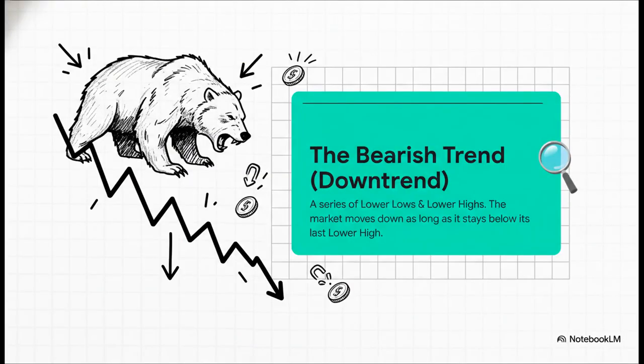And on the flip side, you've got the bearish trend, or a downtrend. It's the exact same logic, just upside down. The price makes a low, it rallies back up but to a lower high, and then it falls again to make a new lower low. That's the textbook definition of a market that's heading down.